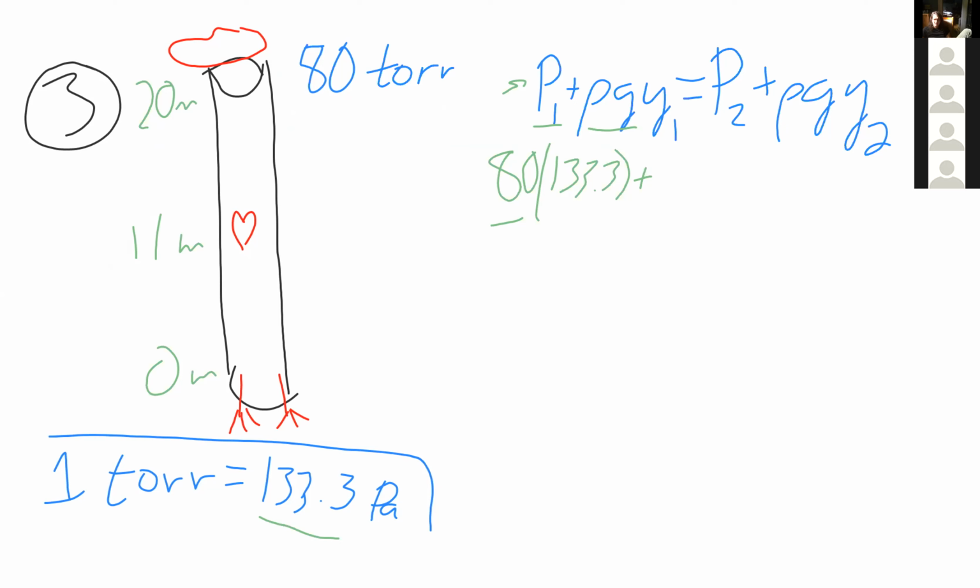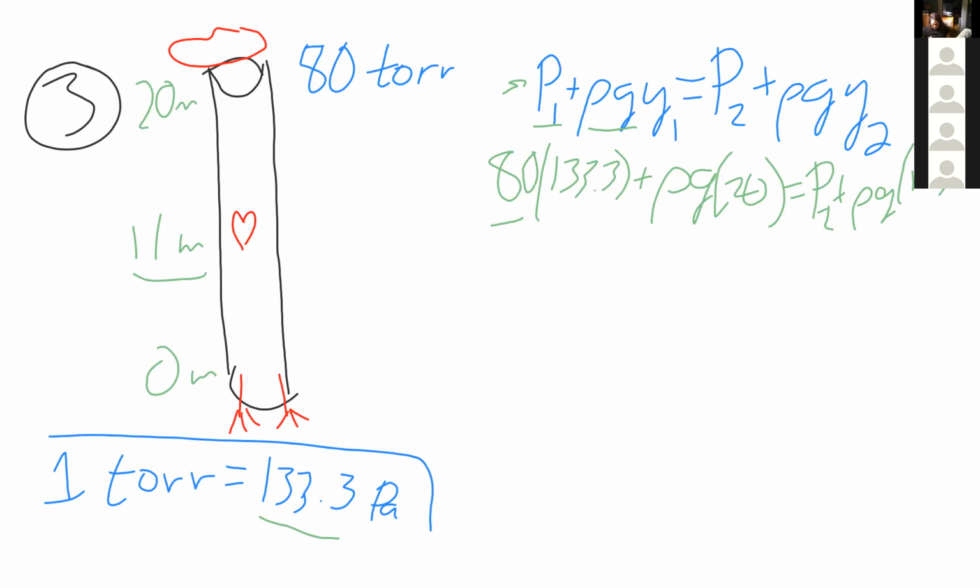All right, so the density is cool. The density is 1.06 times 10 to the third. Okay, I'm going to leave this as density because I'm going to run out of room. But anyway, this is the density that's given times gravity times the height, which is 20. And then this will be equal to pressure 2, which I do not know. Again, this will come out in pascals, plus rho g times y2. y2 is just the height of the heart, which happens to be 11 meters.